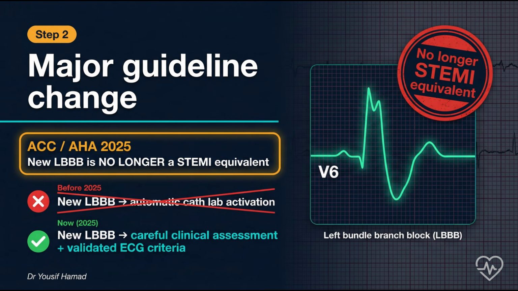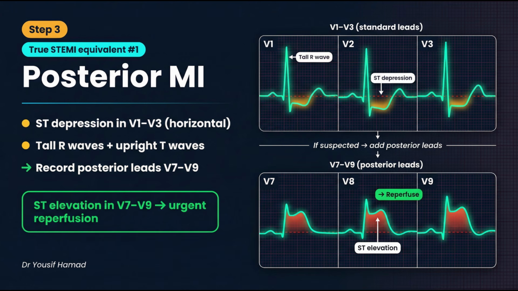Previously, new left bundle branch block often triggered automatic activation of the catheterization laboratory. Now it requires careful clinical assessment and ECG interpretation using validated criteria. Step 3. Recognize true STEMI equivalents.